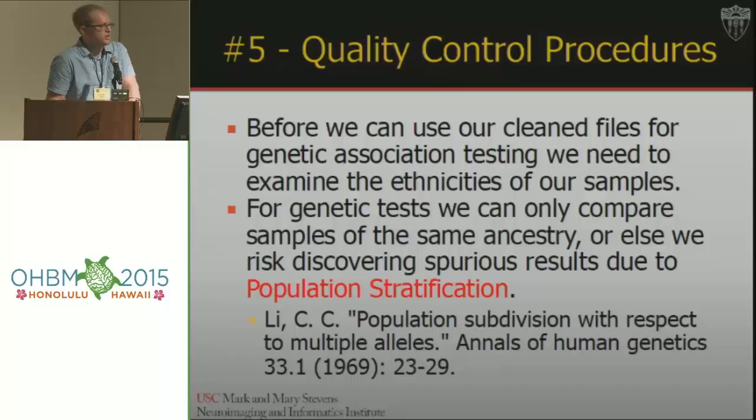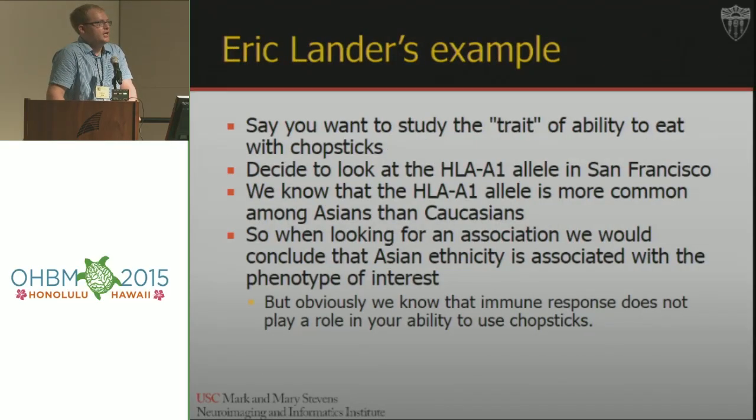Next, and this is really important, is population stratification. The issue of ancestry and comparing different ancestries within a single analysis is potentially problematic because the differences in allele frequencies across subjects with different ethnicities can cause spurious associations to appear. The classic example is from Eric Lander. This is the chopsticks example.